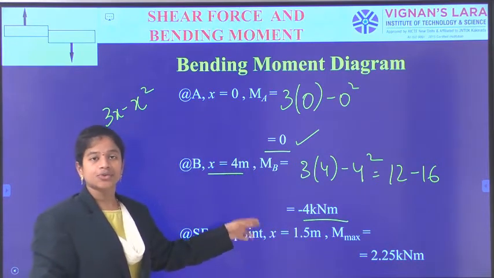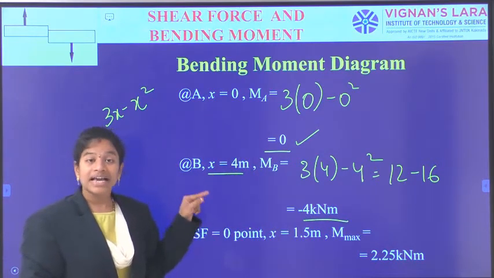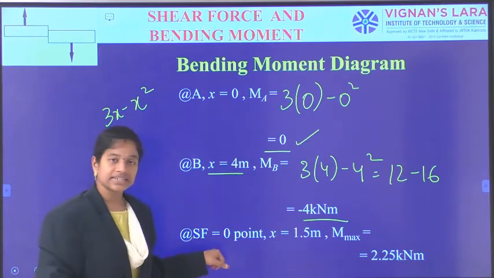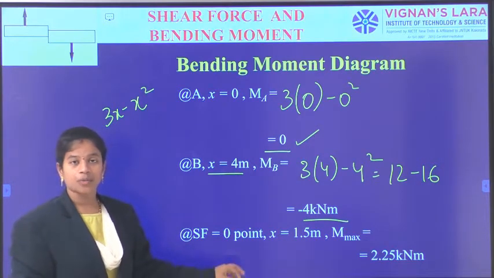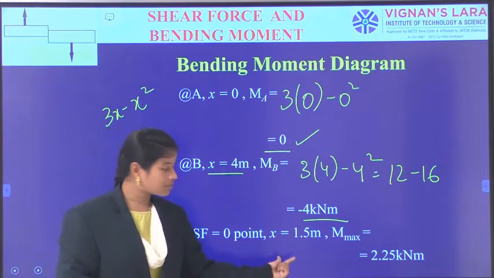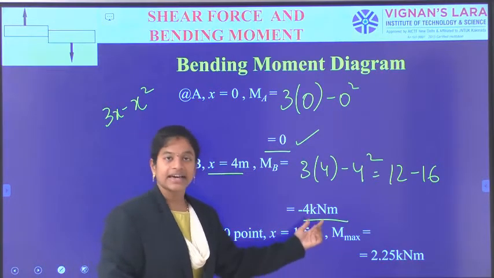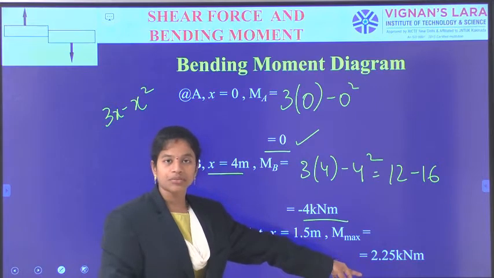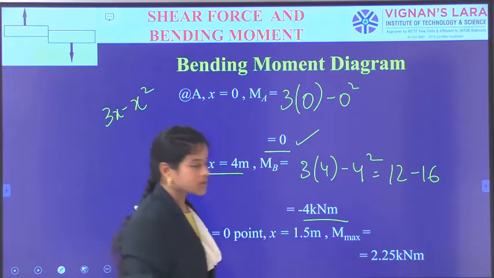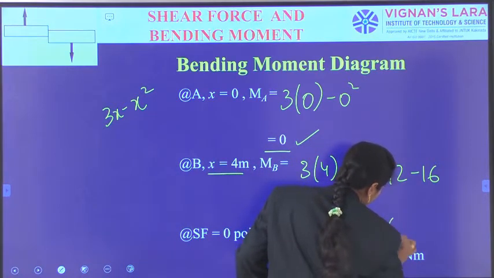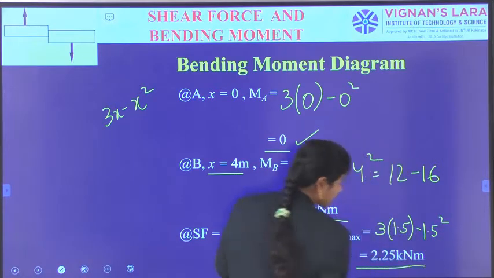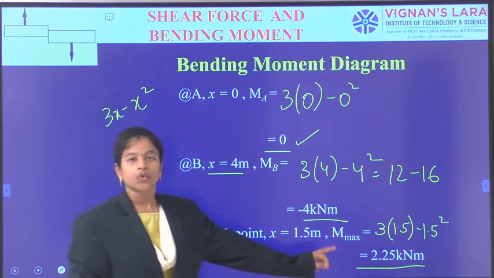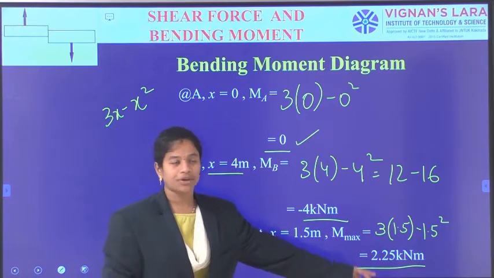In between these two, there is a point with a maximum bending moment, that is at the shear force is equal to 0 point. That point is at x is equal to 1.5 meters, and the corresponding moment will be the maximum bending moment. That's why I am indicating M maximum, which is equal to 3 into 1.5 minus 1.5 whole square. And there we have got the answer as 2.25 kilonewton meter.